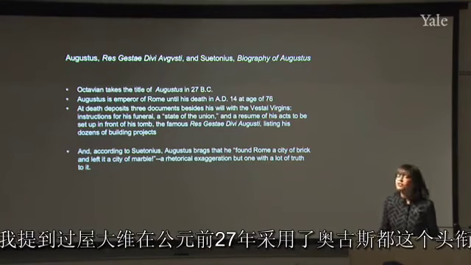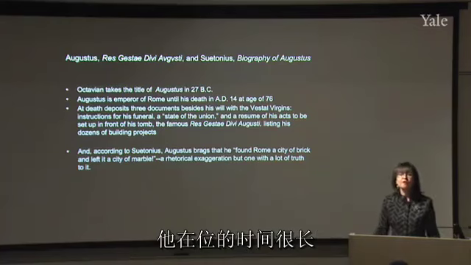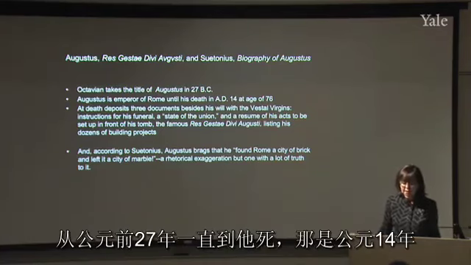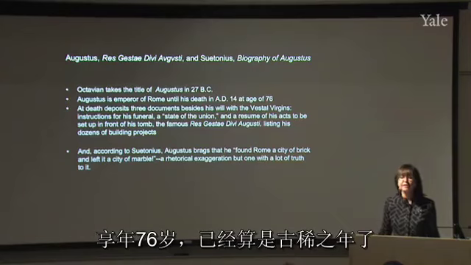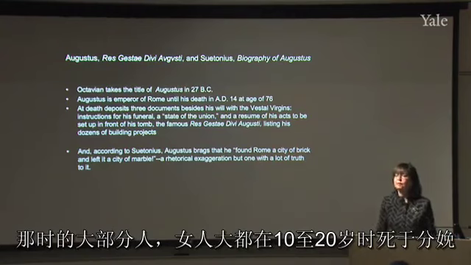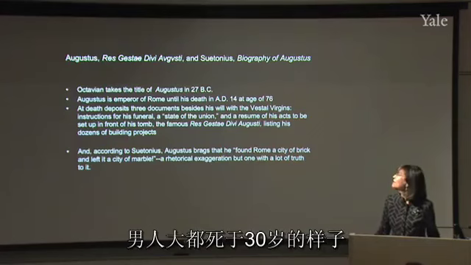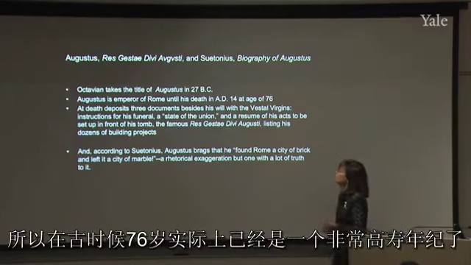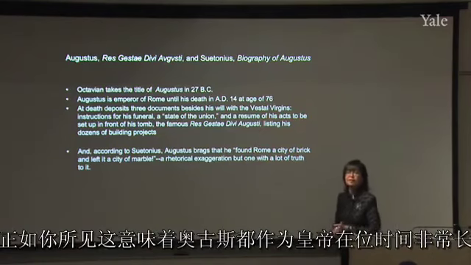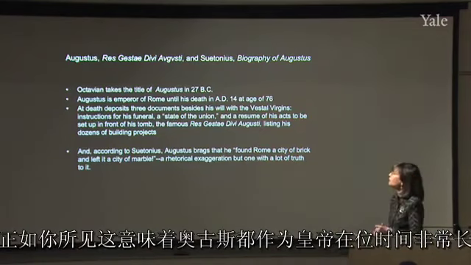I mentioned that Octavian took the title of Augustus in 27 BC, and he was emperor of Rome for a very long time, from that year 27 until his death in AD 14 at the age of 76, which was a very ripe old age to live to at a time when women were dying in childbirth at 10 to 20, and men were dying for the most part in their 30s. So 76 was a very old age indeed in ancient times, and it meant that Augustus was emperor of Rome for a very long period, as you can see.